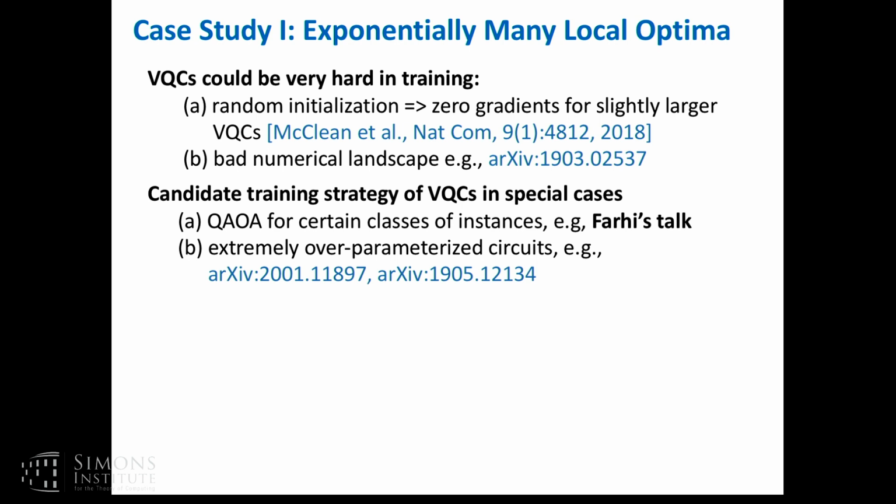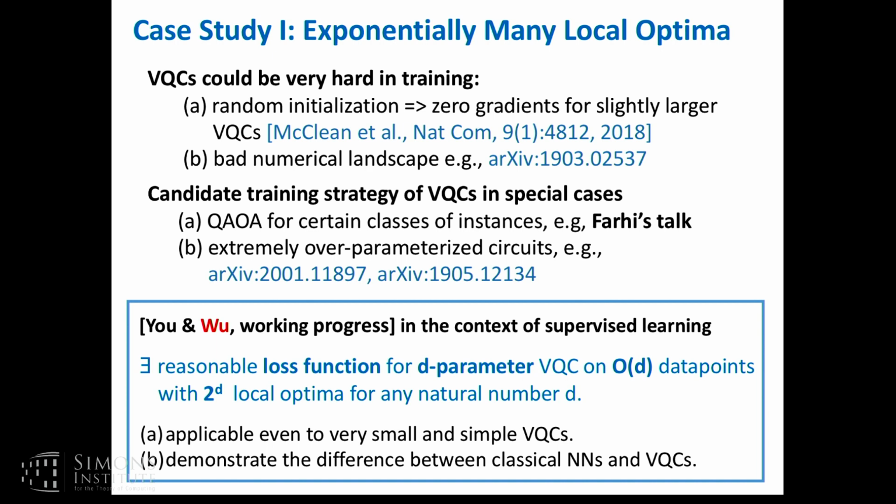But what I'm going to tell you is that in some work in progress, we show, in the context of supervised learning, there exists a very reasonable setting where the loss function is for underparameterized variational quantum circuits. We use a sample of just linear in d data points, and you can have 2 to the d local optima for any natural number d. What's different from the previous results is that this can even apply to very, very small quantum circuits. So the training problem is not just for large ones; even for small ones, you should avoid this kind of instance.